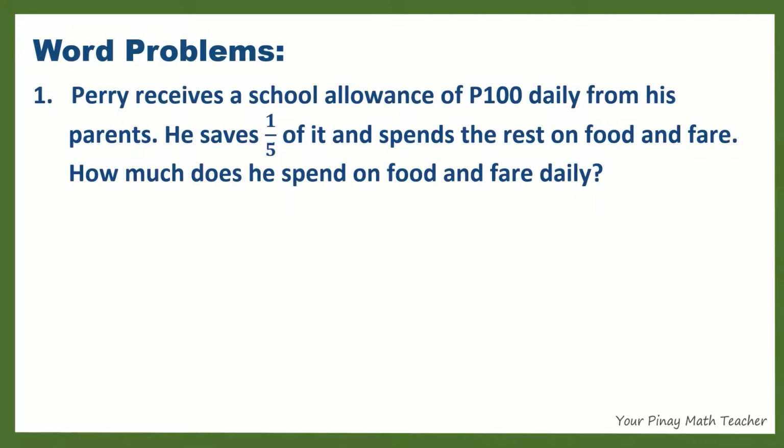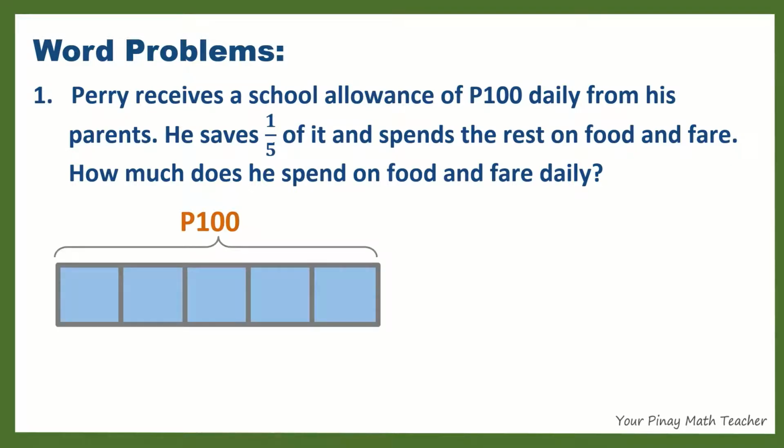Let's have some word problems. Perry receives a school allowance of 100 pesos daily from his parents. He saves 1/5 of it and spends the rest on food and fare. How much does he spend on food and fare daily? Let us solve this problem using illustrations.